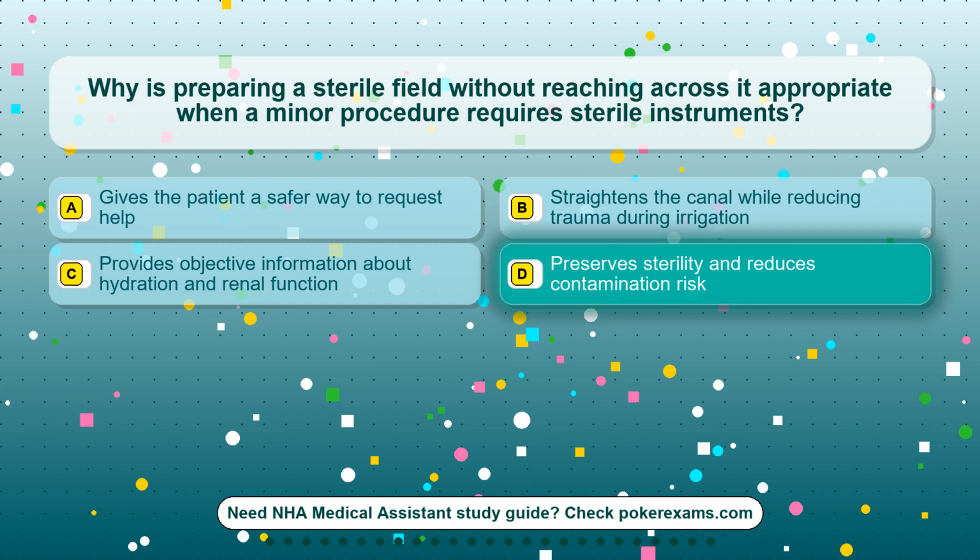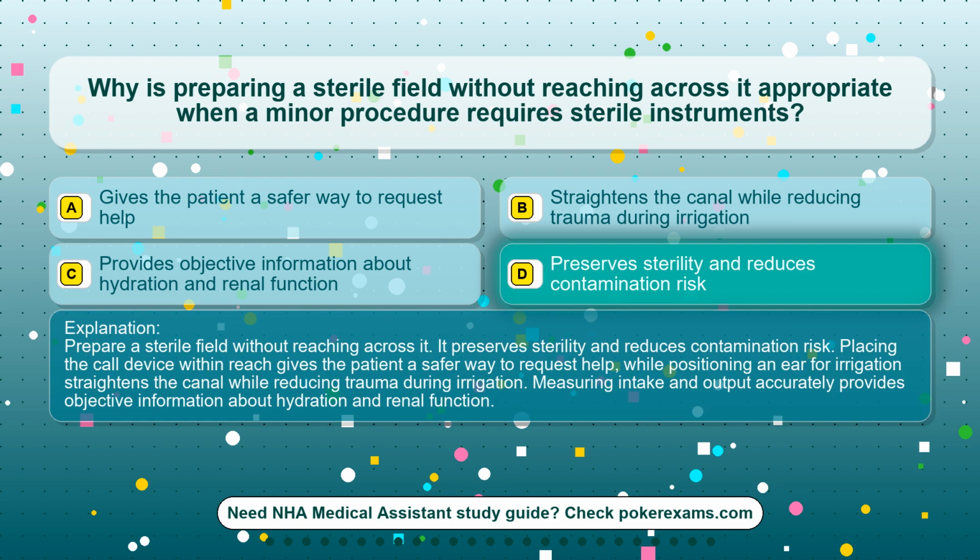The correct answer is option D. Preserves sterility and reduces contamination risk. Prepare a sterile field without reaching across it. It preserves sterility and reduces contamination risk. Placing the call device within reach gives the patient a safer way to request help, while positioning an ear for irrigation straightens the canal while reducing trauma during irrigation. Measuring intake and output accurately provides objective information about hydration and renal function.